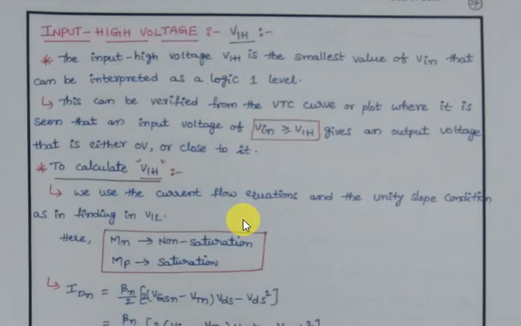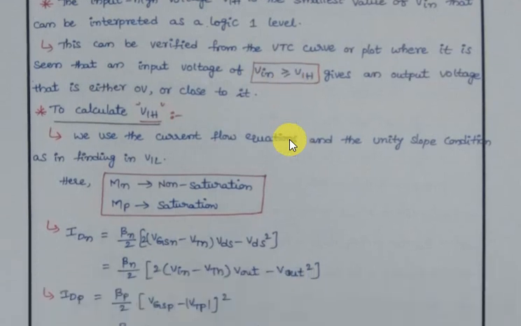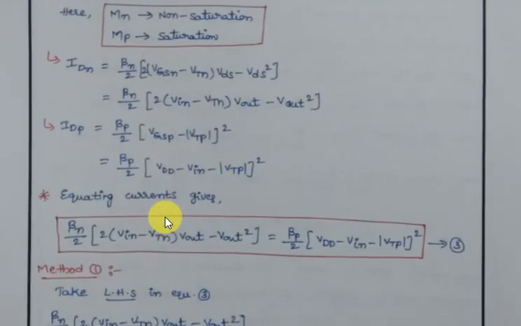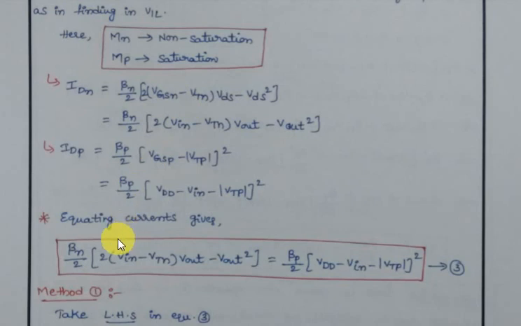And the second one is VIH, in which Vin is greater than or equal to VIH, so the output is either 0 volts or close to it. So here it is the opposite of VIL. There Mn is saturation, here Mn is non-saturation.